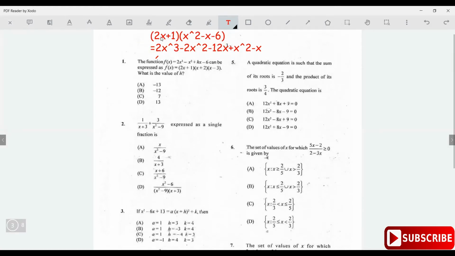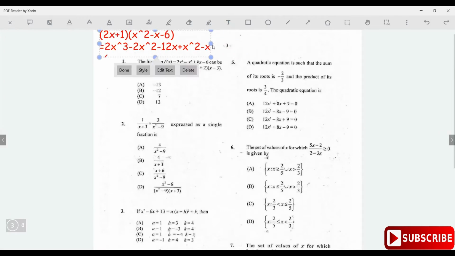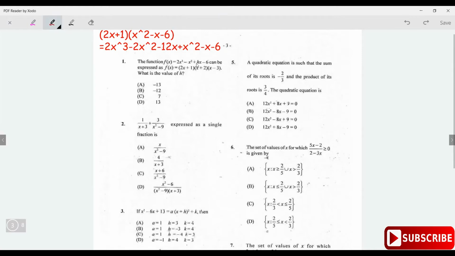So since this is what we're getting, all you need to do now is to look at your x terms. Where are the x terms? We have minus 12x and we have minus x. To simplify minus 12x and minus x, that's minus 13x. Since it is minus 13x and this is hx, then h is minus 13. Easy.